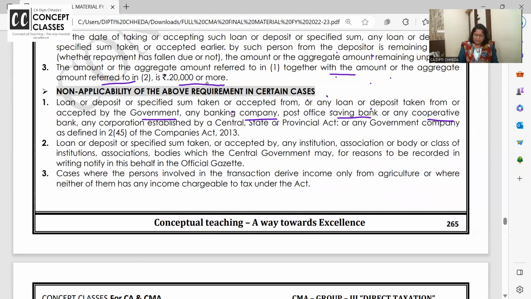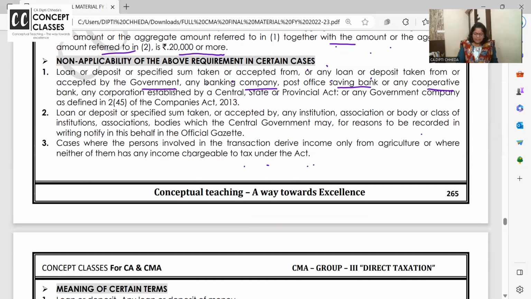Loan or deposit or specified sum, and all from a specified institution, or in a case where the persons involved in the transaction derive income only from agricultural sources, or where neither of them has income chargeable to tax. दोनों की इनकम बिलो एग्जेम्पशन है, तो can they accept loan and all in cash? Yes. और both of them are farmers, they don't have bank account facility, then can they take loan in cash and repay in cash? Yes.